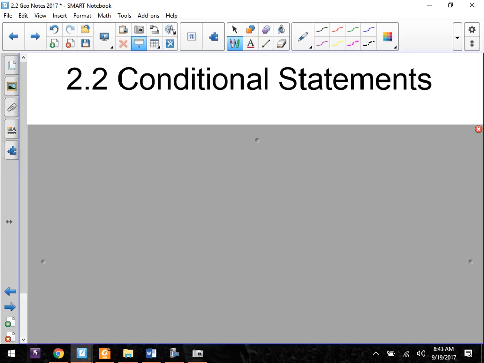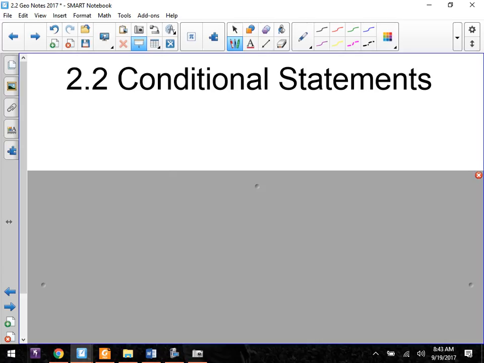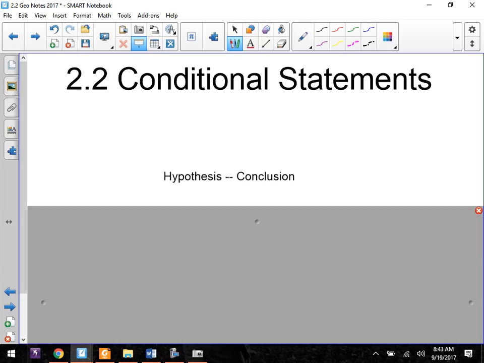So what happens here with conditional statements is that most of the time you guys have actually seen some of this before. You probably just didn't know what all of it had meant. Okay? Now, what we're looking at is what we call a conditional statement. A conditional statement is just basically an if-then statement. It's an if-then statement.